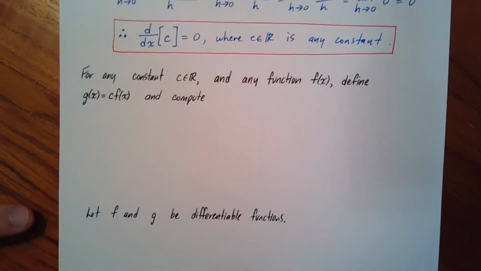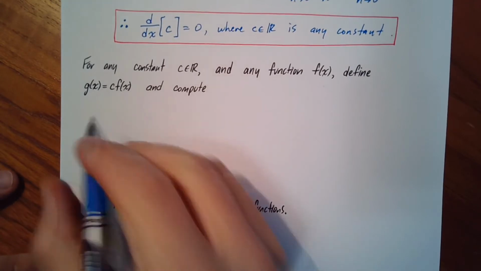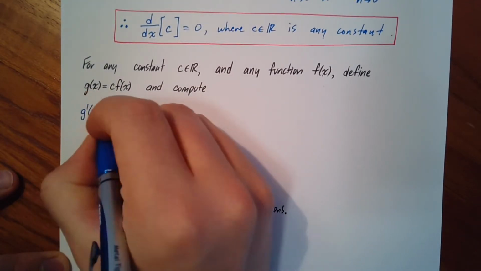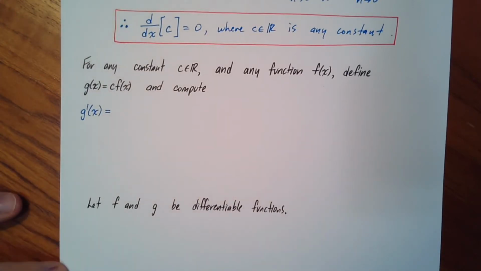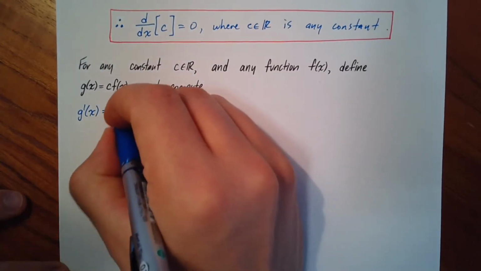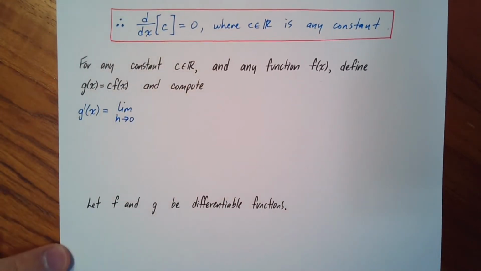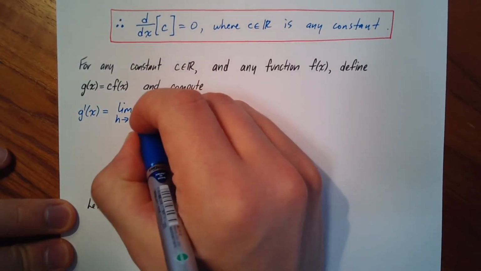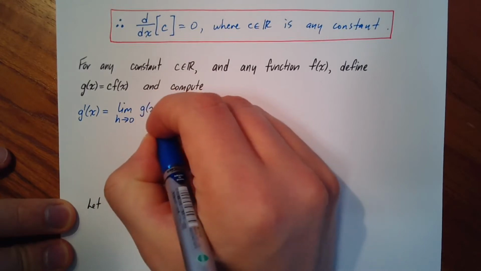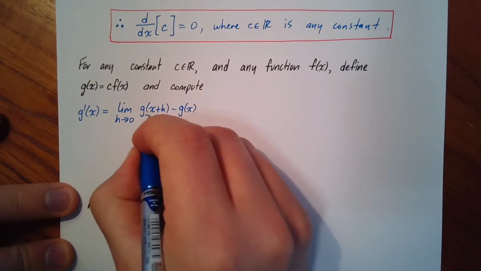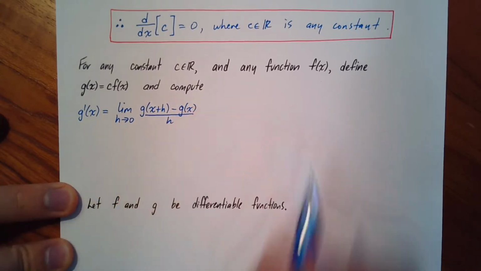So let's see what happens. Let's compute g prime. So g prime of x, we'll start with the limit definition. If you don't have a rule for this type of function, then you just start with the limit definition. That's always what you do. So by definition, this is the limit as h goes to 0 of g of x plus h minus g of x all over h.